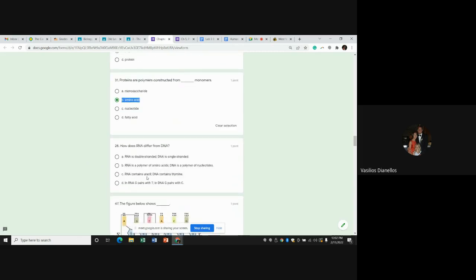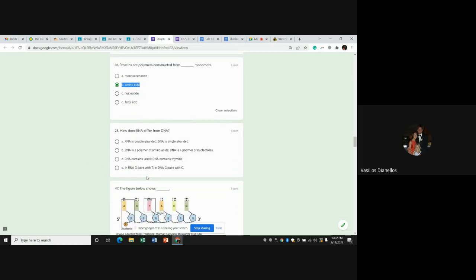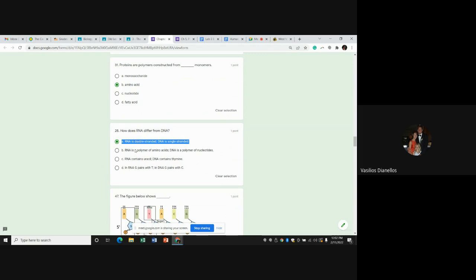How is RNA different from DNA? I'm not quite sure if I'm going to have that on this exam. But remember, RNA is single-stranded, DNA is double-stranded. So that's not correct, this one right here. RNA is a polymer of amino acids, DNA, nope. We know that's not correct either. Only proteins are polymers of amino acids. RNA contains uracil, DNA contains thymine. That is the correct answer.